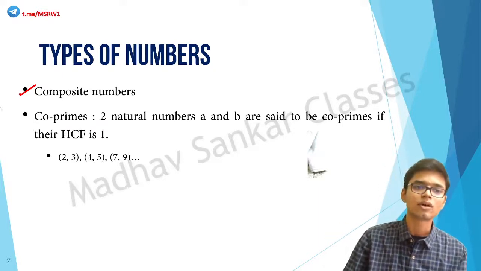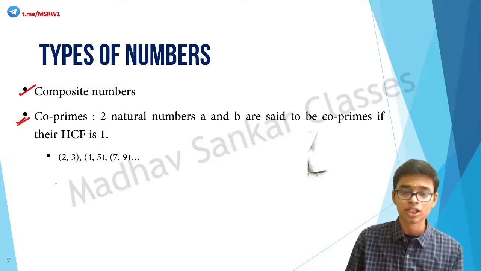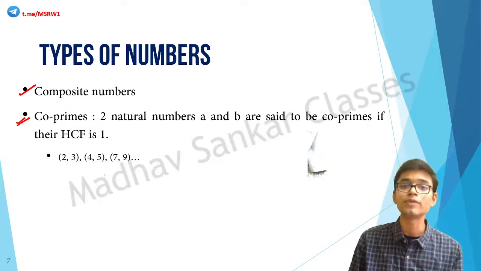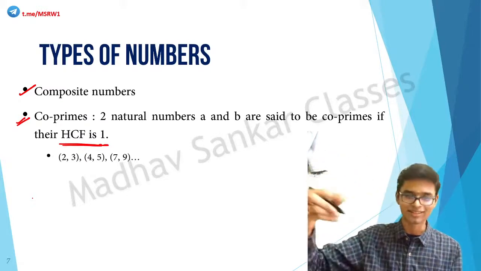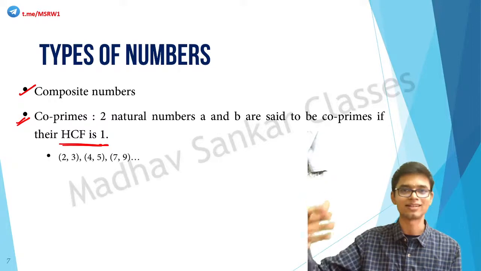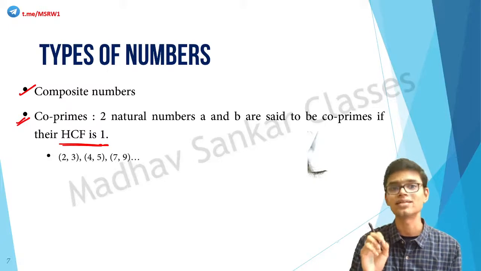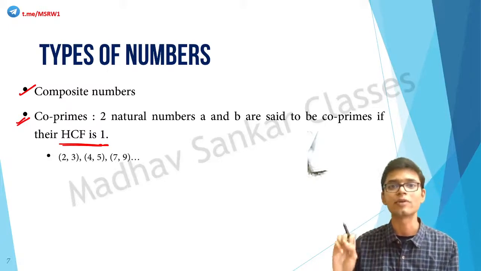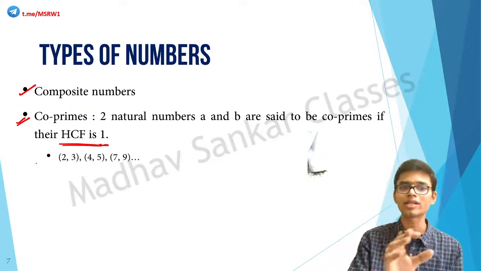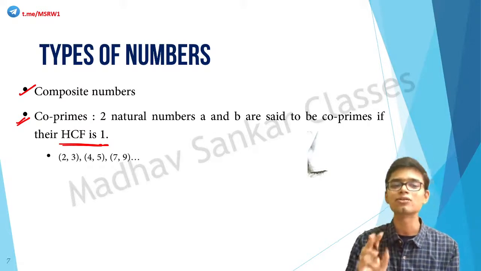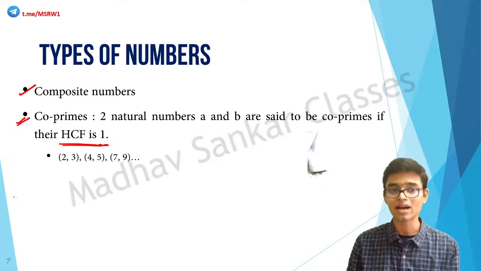Okay, now we have coprimes. Very, very important. What are coprimes? Two natural numbers a and b are said to be coprimes if their HCF is 1. In a later chapter, not the next session but after that, I will be taking a topic called HCF and LCM, highest common factor and least common multiple. Very, very important again for your examination. At that time, I will explain this concept much better. But for now, let's take my word for it. So coprimes are two natural numbers such that their HCF is 1. HCF means highest common factor.